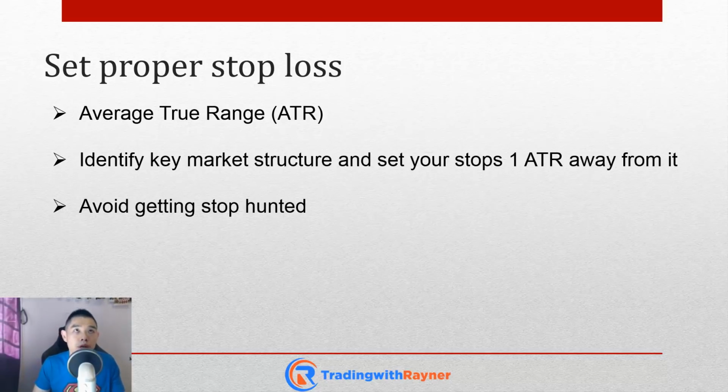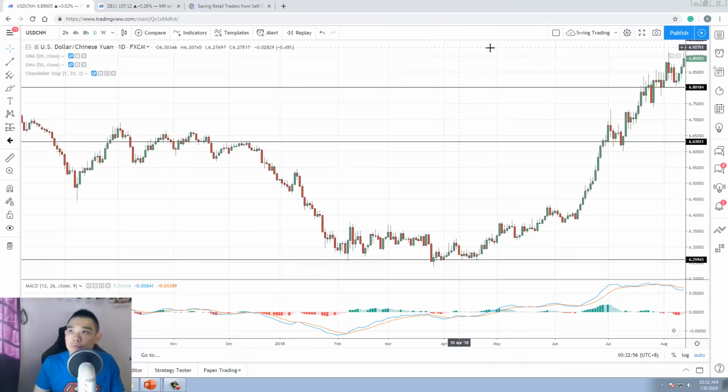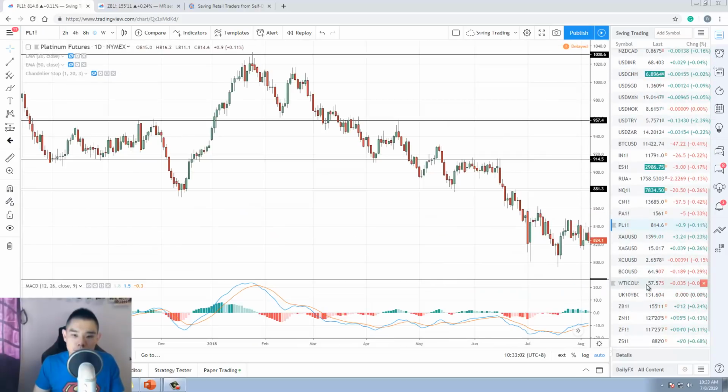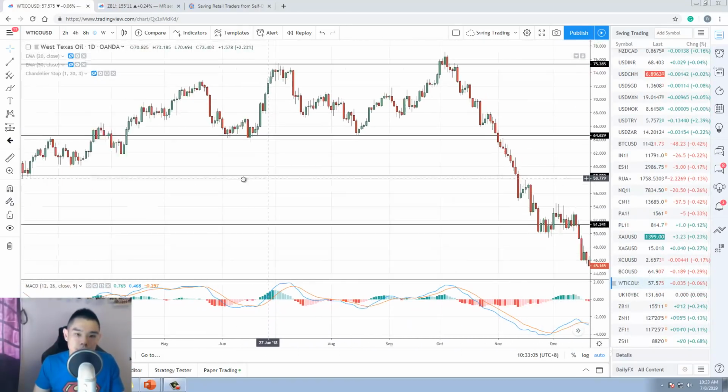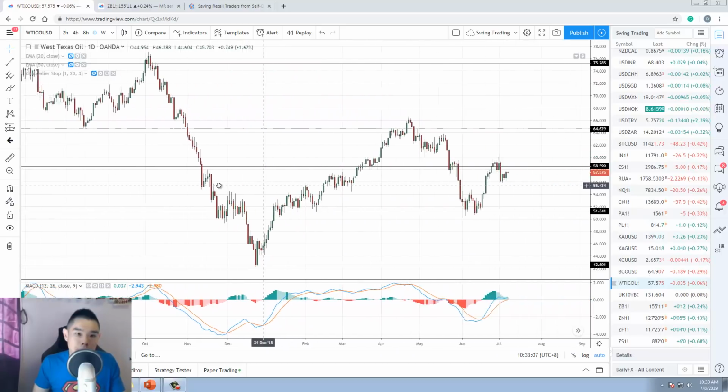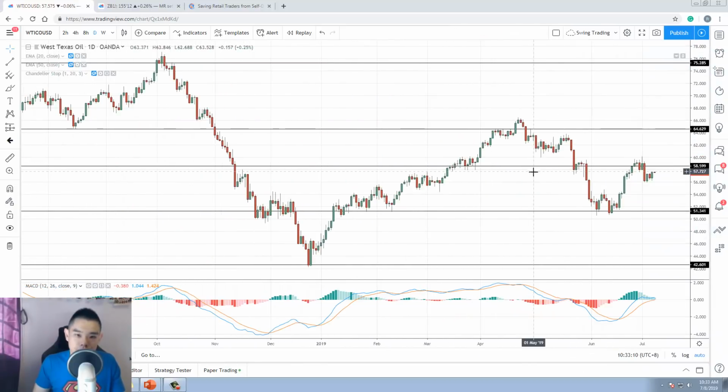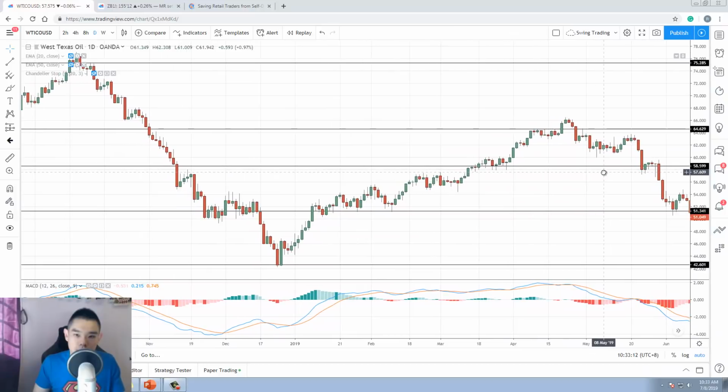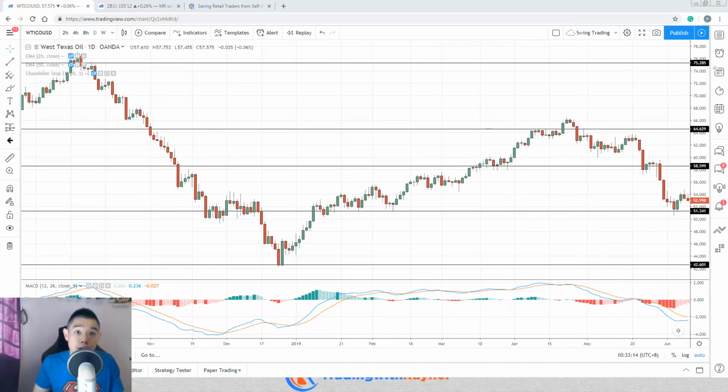Okay, so let me share with you a few examples. You can see over here, I think the crude oil one again is a pretty good example. You can see over here the price has a nice strong power move into support. You have this reversal on this candle over here. Again, what I usually do is to have my stop loss 1 ATR below this low. So this way, my stop loss is not going to be smack below this low. You're just going to have some buffer below it.